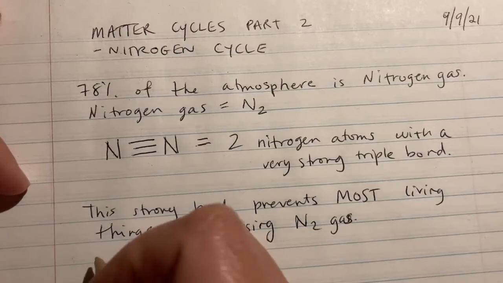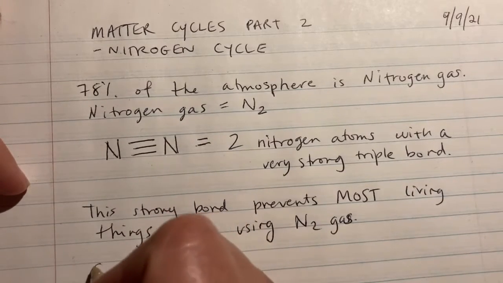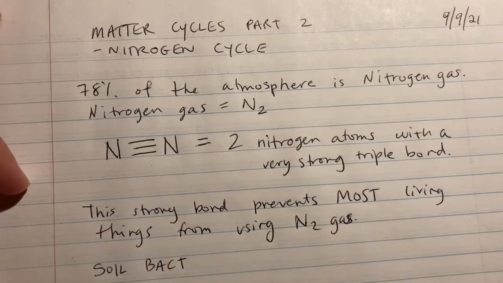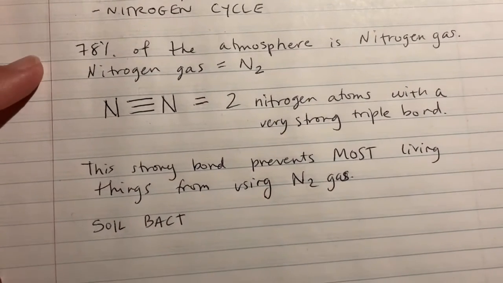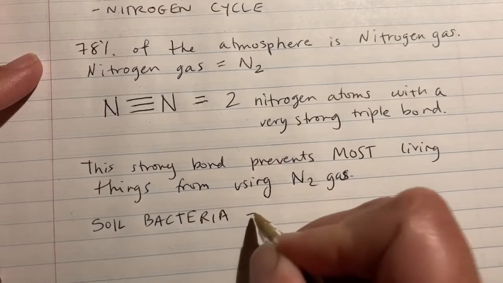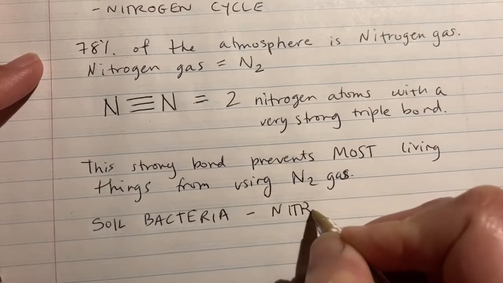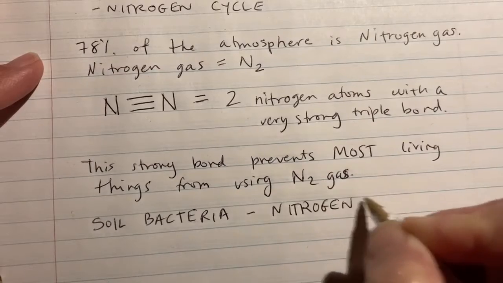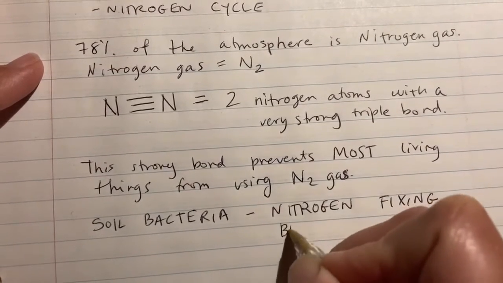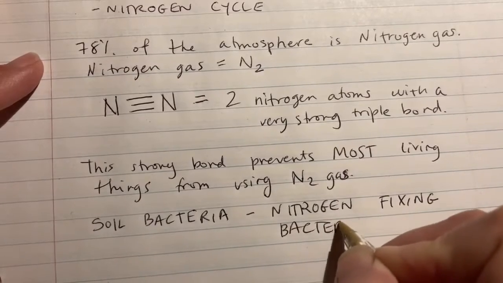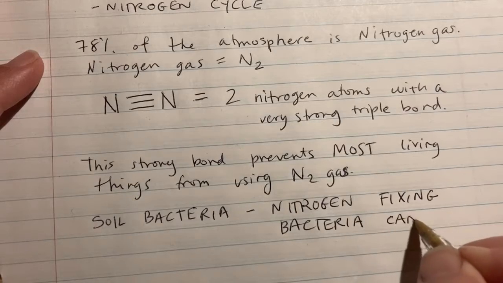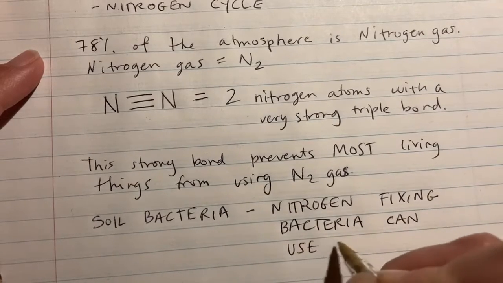The exception, of course, is certain kinds of soil bacteria. Let me scooch my paper up a little bit. These are called the nitrogen fixing bacteria. They can use N2 gas.